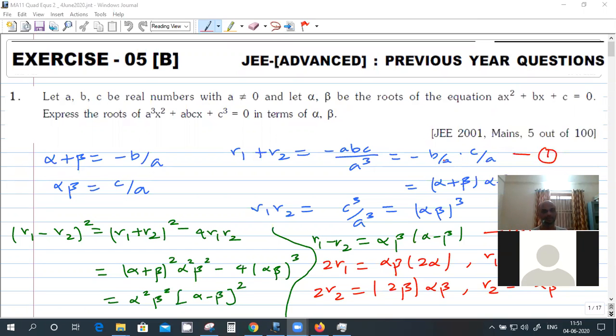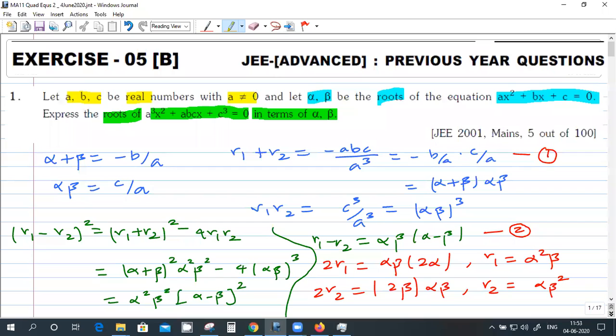Try this question. Sir, I don't know, but I'm trying. I don't know how to proceed. Yeah, it's straightforward only. Alpha and beta are the roots of the first equation, right? Yeah. So we have these two now: the sum of the roots and the product of the roots.